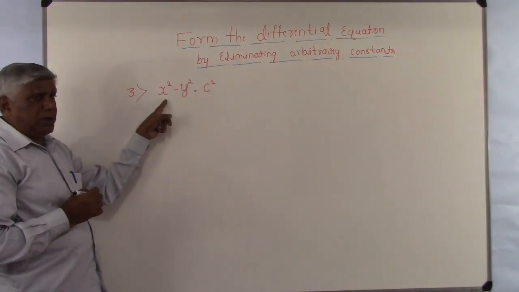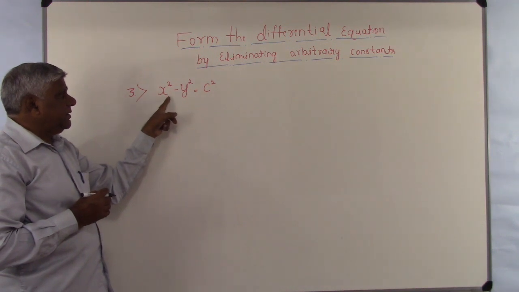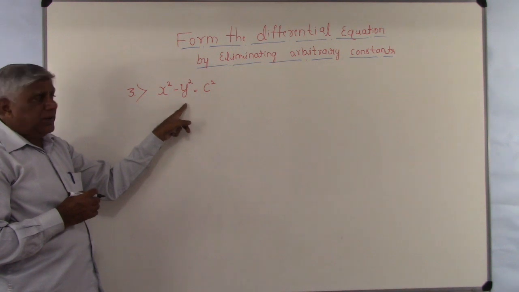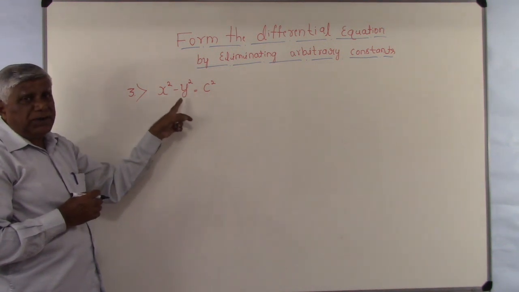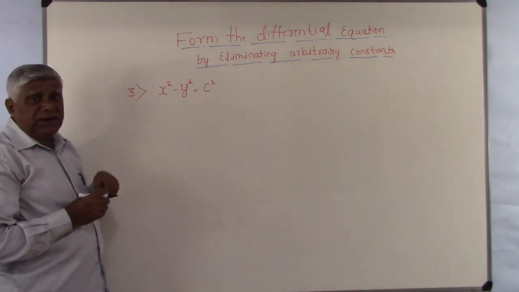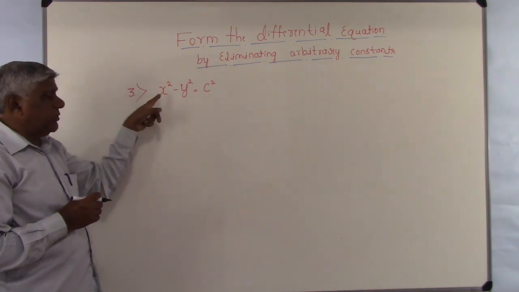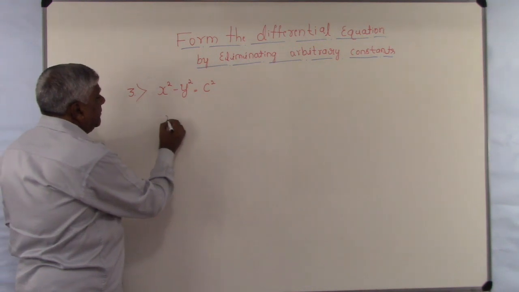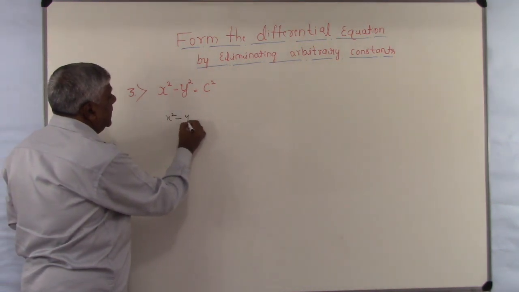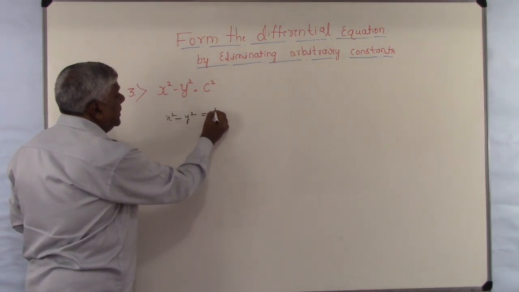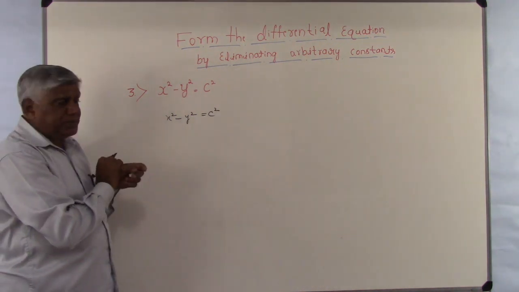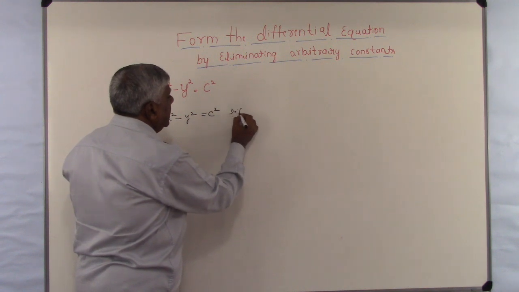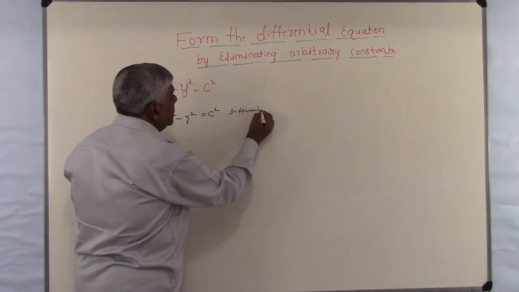Now we shall see this problem. See, it is the equation for the hyperbolas, rectangular hyperbola. X square minus y square is equal to c square is the equation for the rectangular hyperbola. Now for this we have to find out the differential equation. Now what we do, we will write first this equation, x square minus y square is equal to c square. This is the given equation. Now we will differentiate both sides.